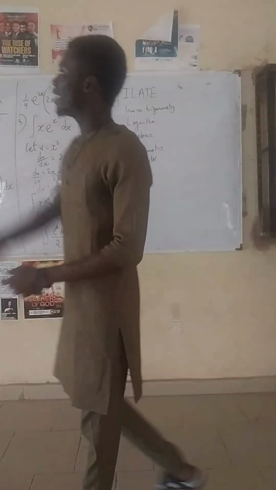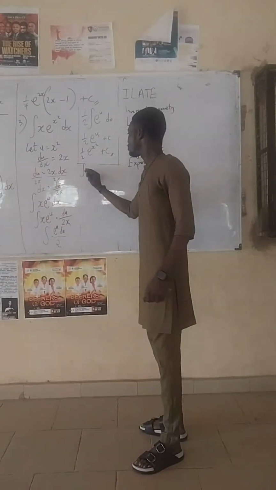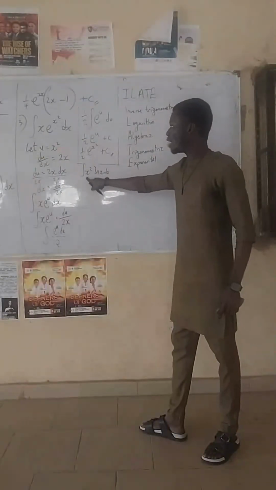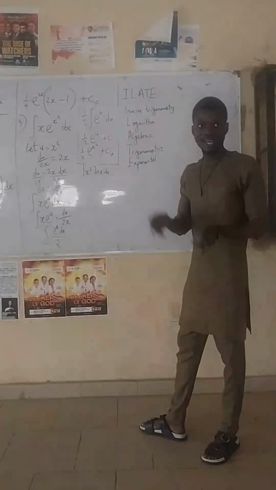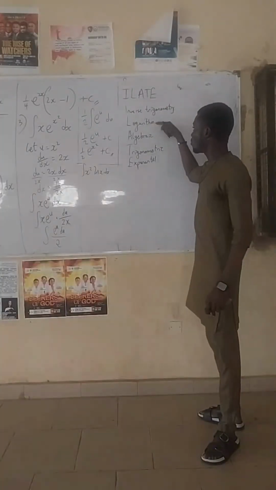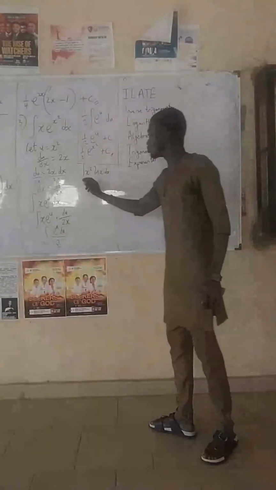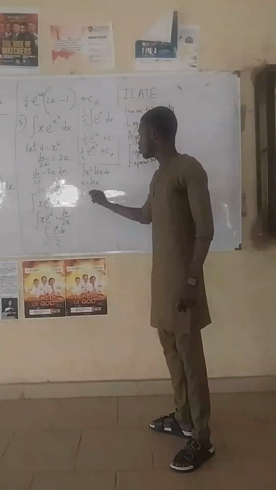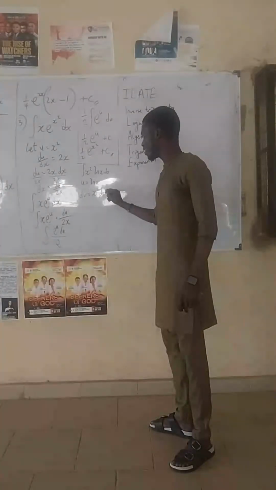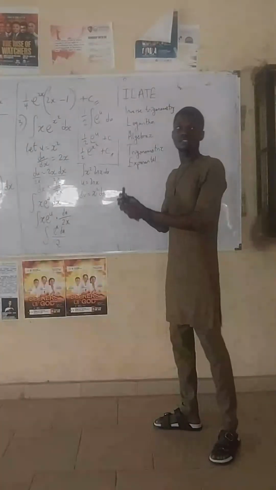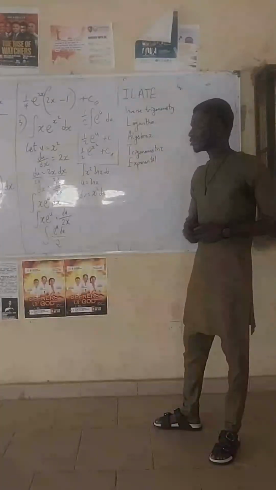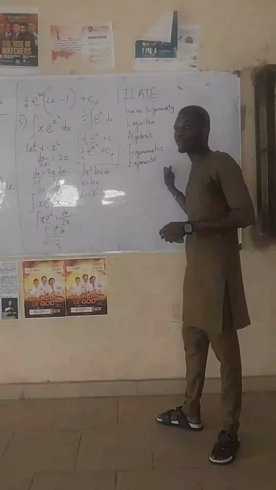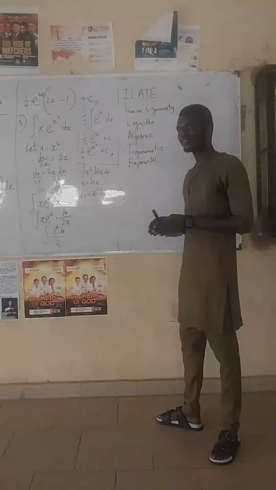So integral of x squared ln x. We have logarithm and we have algebra. x is algebra, x squared is algebra. So that means logarithm comes before the algebra. So our u will be ln x. Then our v will be what? x squared dx. That means the x squared, now take it with the dx. That's our dv. So this helps you to know the arrangement of integral by parts.